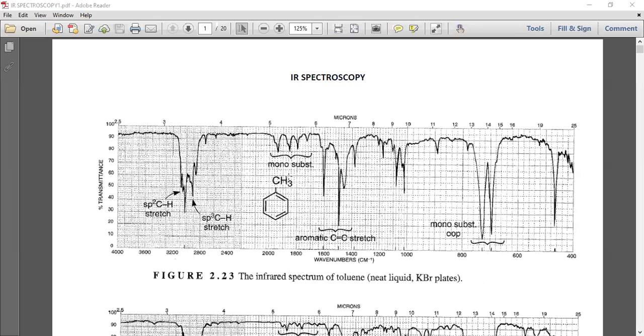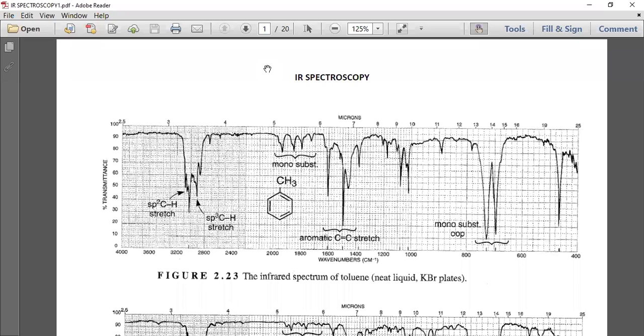Right. So for an aromatic ring, we do have sp2 CH stretching vibrations around 3050 cm⁻¹. Yes, we do have them. At the same time, the methyl group has aliphatic sp3 CH stretching vibrations, which are also observed below 3000.